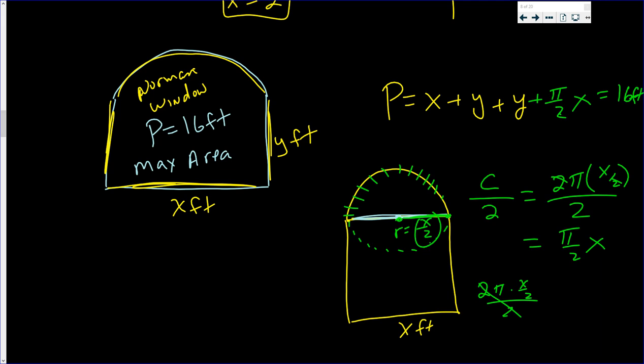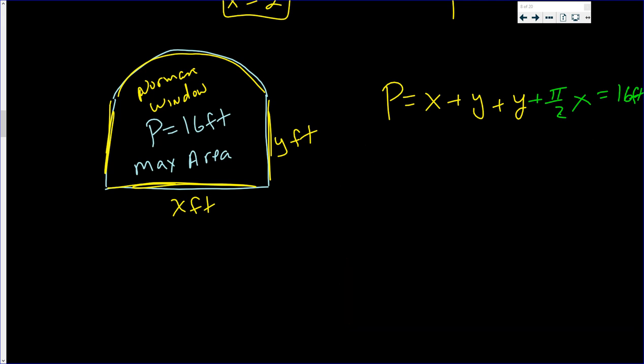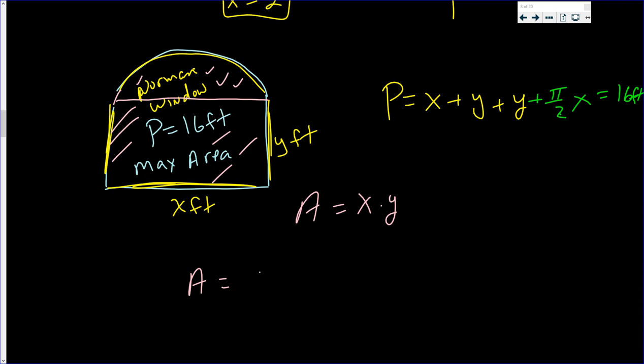So now, what would the area be? What would the area be? Well, once again, let's include that line for a moment. This area here, it's a rectangle. It's going to be x times y, x feet times y feet. Now, what is the area of that top portion? What is the area up here? Well, the area of a circle is pi r squared. But, of course, we only have half a circle.